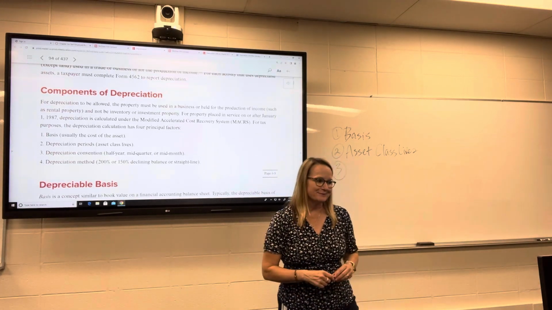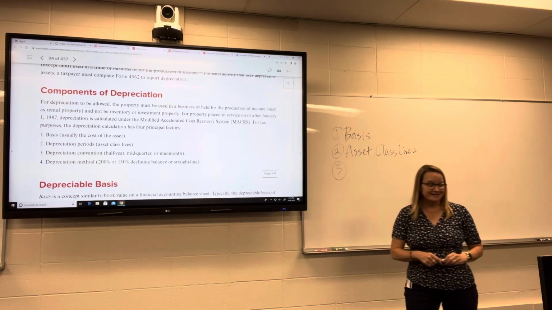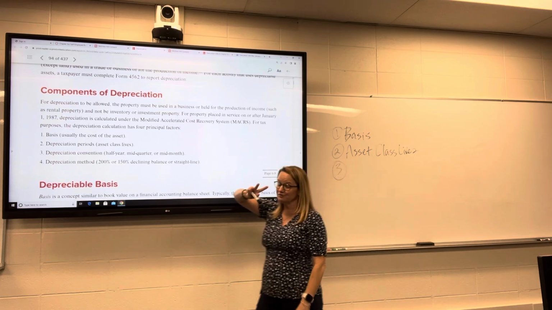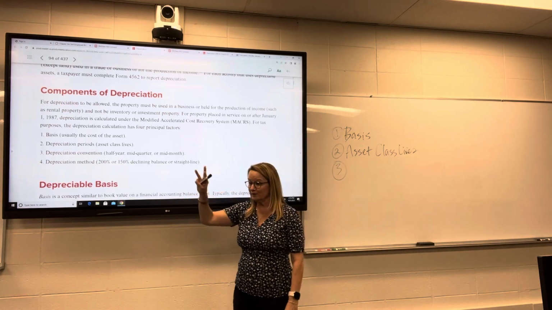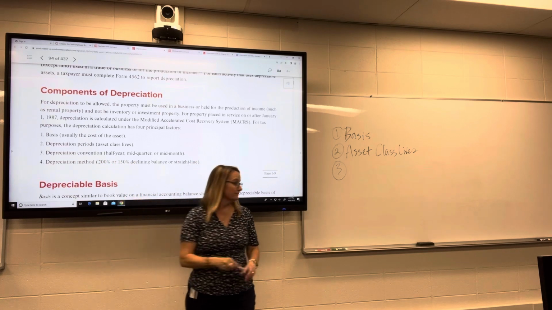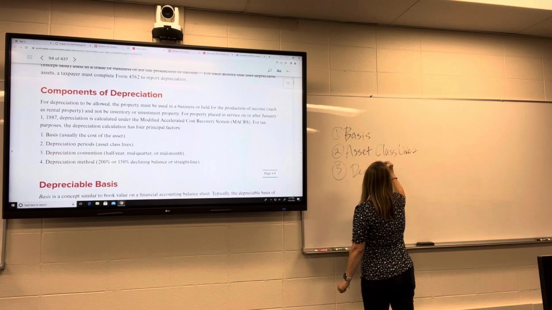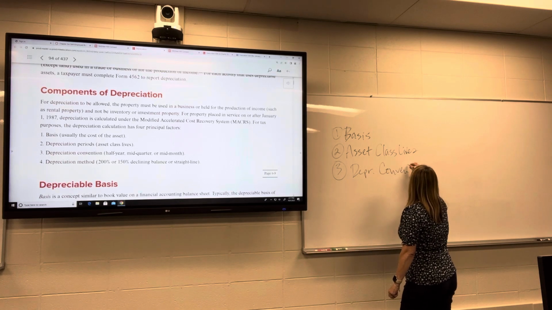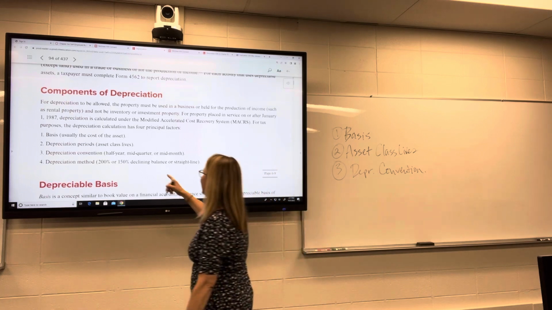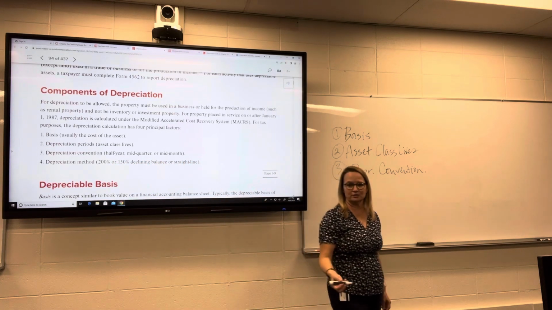We don't do that with tax depreciation. We don't start depreciating it on the date that we put it into use. We have 3 different choices for when we start depreciating it. These are called depreciation conventions. We have the half-year convention, the mid-quarter convention, or the mid-month convention.